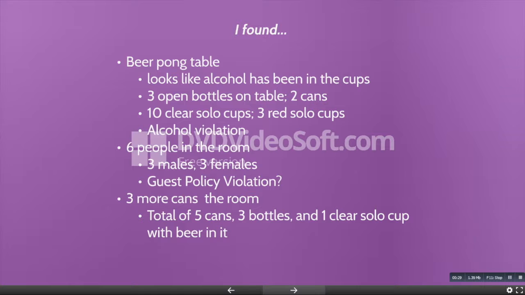This could potentially be a guest policy violation, as some of our spaces are not safe to have this many people in one room. There were also 3 other cans in the room, making a total of 5 cans, 3 bottles, and 1 clear solo cup that definitely had alcohol in it.